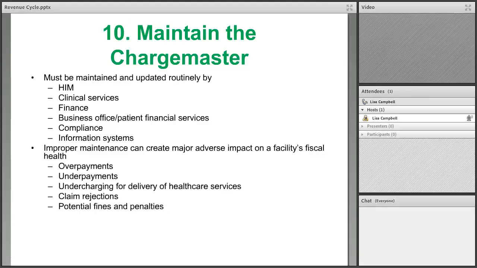Every organization has a different approach. They can have a Chargemaster team. Depending on the size of the hospital, they can have a Chargemaster person that's involved in the Chargemaster.